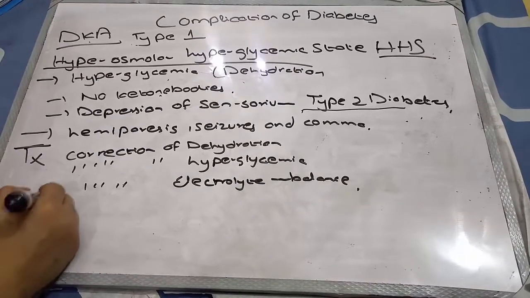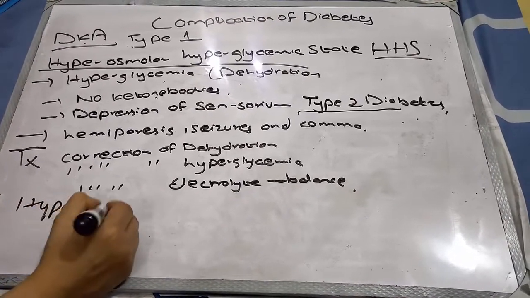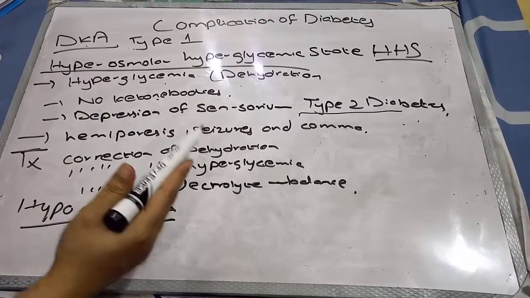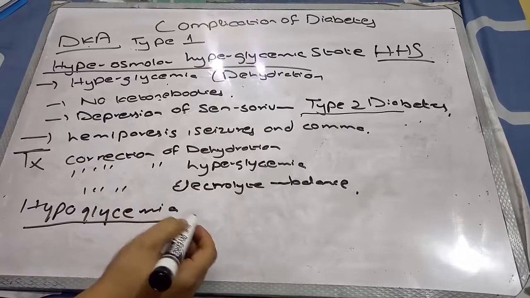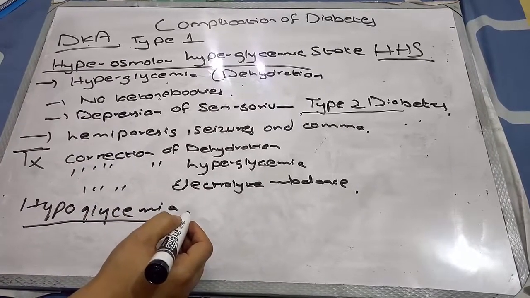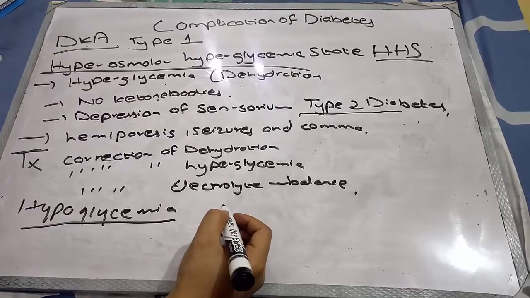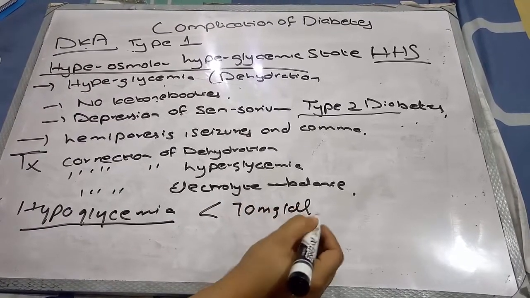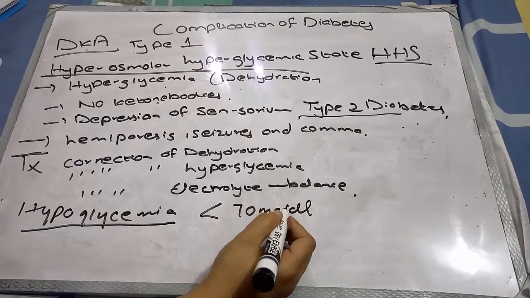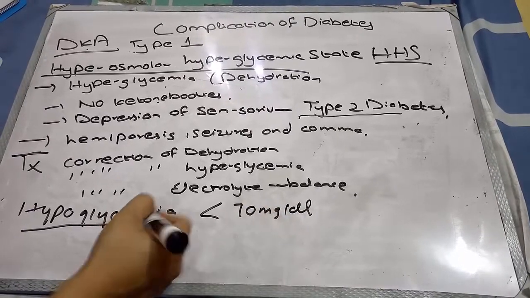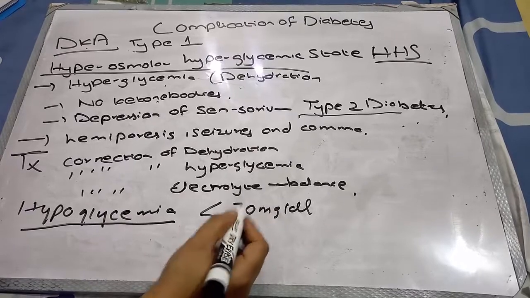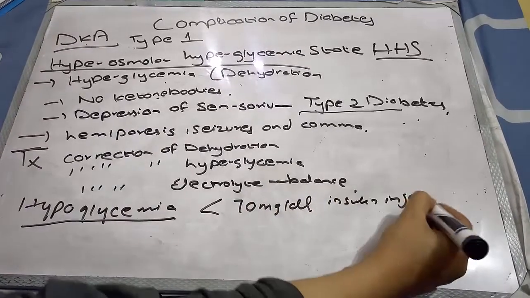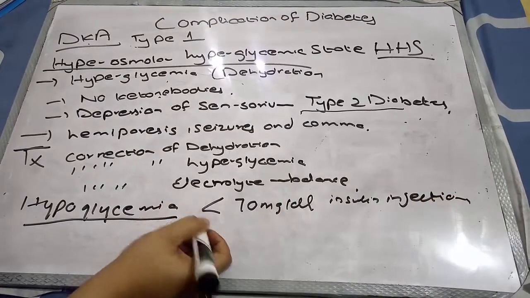Next, what is hypoglycemia? The third and the most important acute complication of diabetes mellitus. Hypoglycemia is when your blood glucose concentration is less than 70 mg per deciliter. So when your blood glucose level is less than 70, it could be with or without symptoms, and it occurs most commonly in those patients who have been given insulin injection. They will experience low level of glucose.